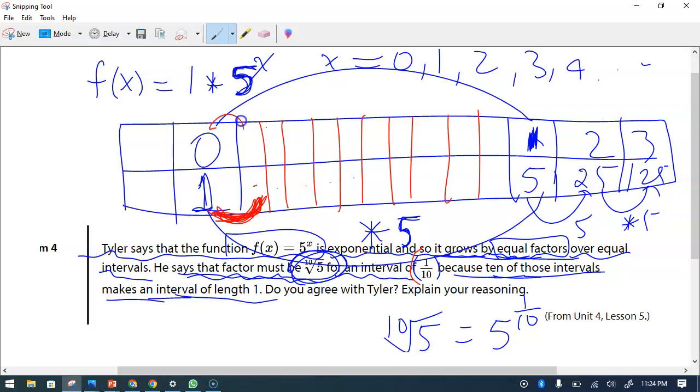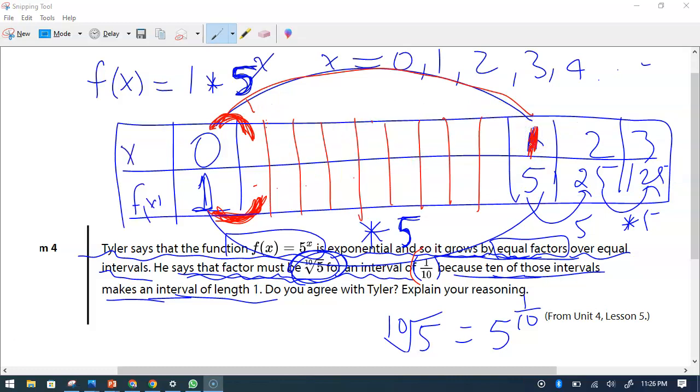So from here to here is 1/10 because this is 1, right? This is 1. So from here to here is 1/10 of the interval. Then 2/10, then 3/10, 4/10, 5/10, 6/10, 7/10, 8/10, 9/10, and 10/10. So I think 10 of those will give you this one here.